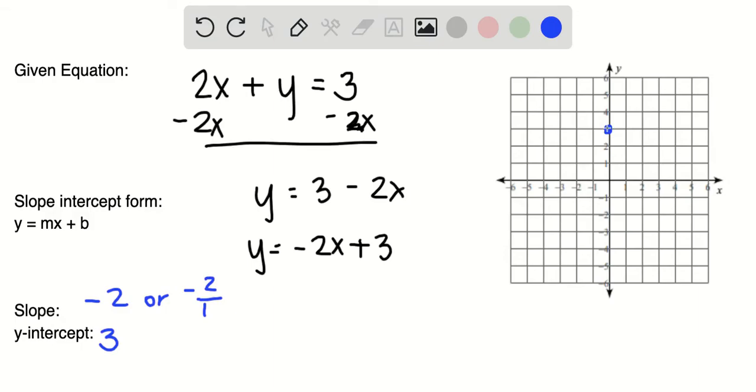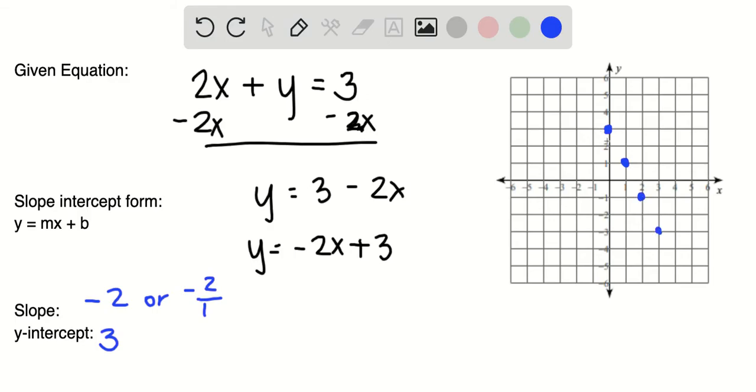So that means a negative 2, you'd actually rise negative 2, or you can say fall 2. So I'm going to go down 2 and then run 1 to the right. And I can just continue making this pattern, down 2, right 1, until I have a few points.